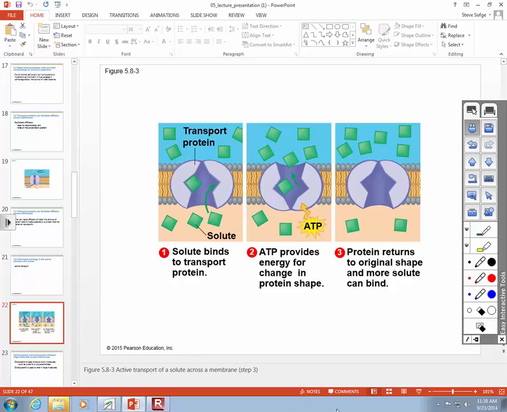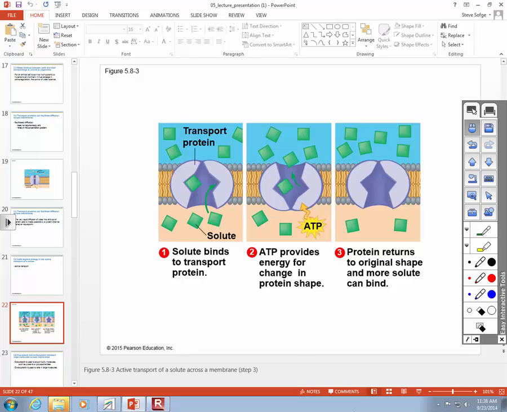Okay, so here's an active transport. Notice we've got some sort of a transport protein, and we're trying to take the little green squares to the opposite side, transport those out of the cell. So notice the transport protein actually does change shapes, and that's one way that they can function. So the green square, which is the solute, goes in, and then it changes shape so that then it can be released to the exterior of the cell.